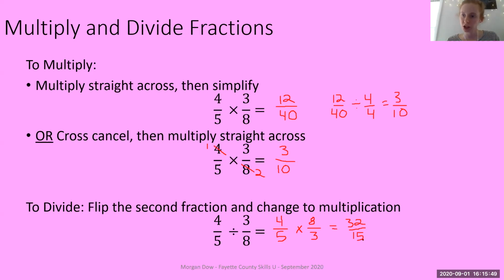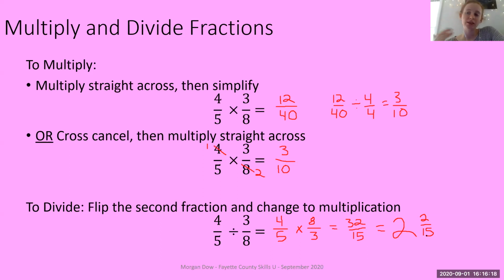The calculation you're going to do is divide. So you're going to say, how many times does 15 fit into 32? Well, it fits into 32 two times. And then we have a remainder of 2 15ths. We have 2 15ths left over. So that would be our final answer there.